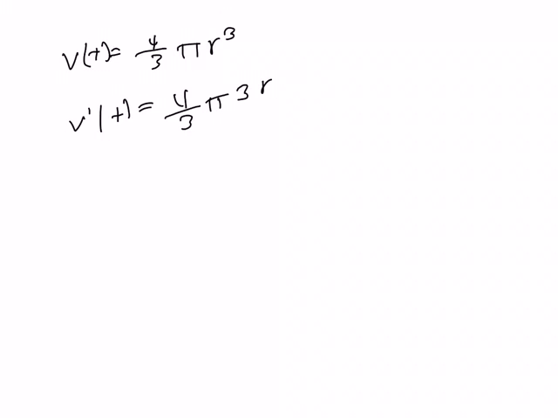Okay, so next problem is problem 9. V of t is equal to 4 over 3 pi r to the third. V prime of t, constants don't matter, so we get 4 over 3 pi, the 3 comes down, r squared, right, we get 3 minus 1, which is equal to 2. The 3's cancel, 4 pi r squared.